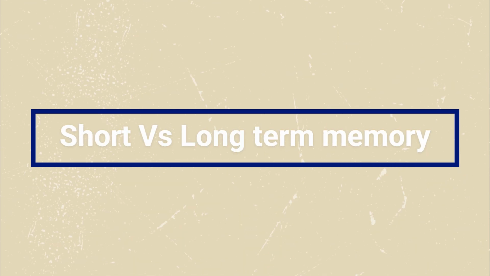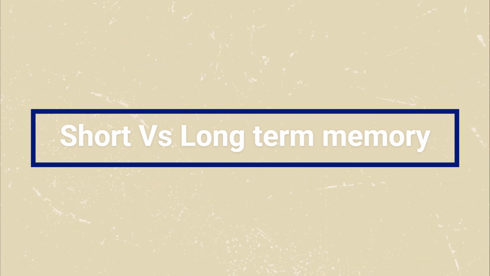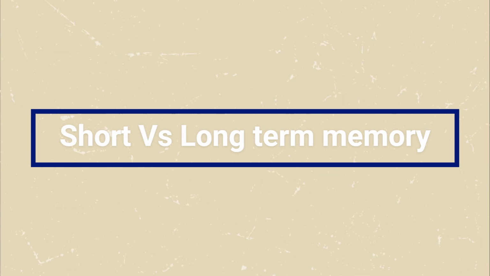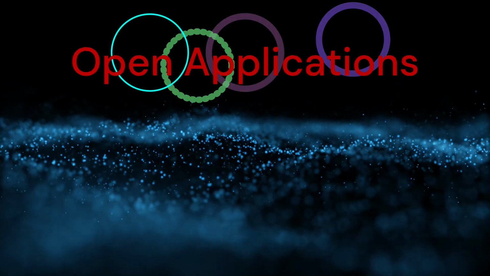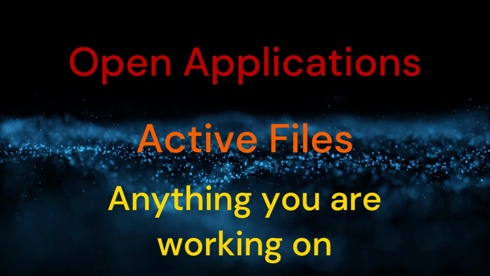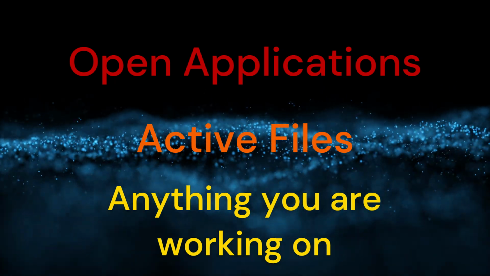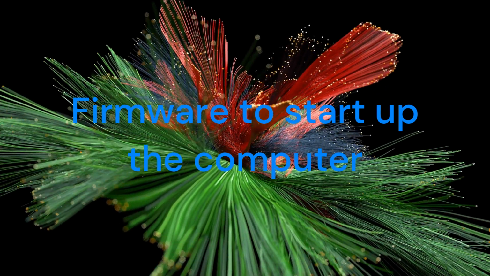Think of RAM as your computer's short-term memory, and ROM as its long-term memory. RAM is where your computer keeps data that it needs quick access to right now. Things like open applications, active files, and anything you're currently working on. ROM, on the other hand, stores permanent data that doesn't change, like instructions for starting up the computer.